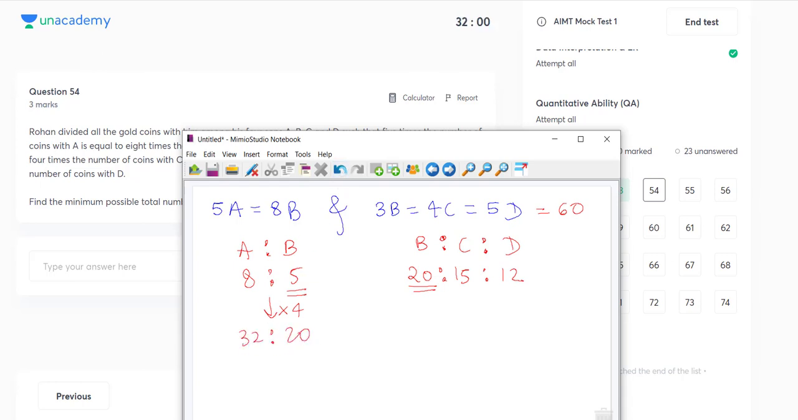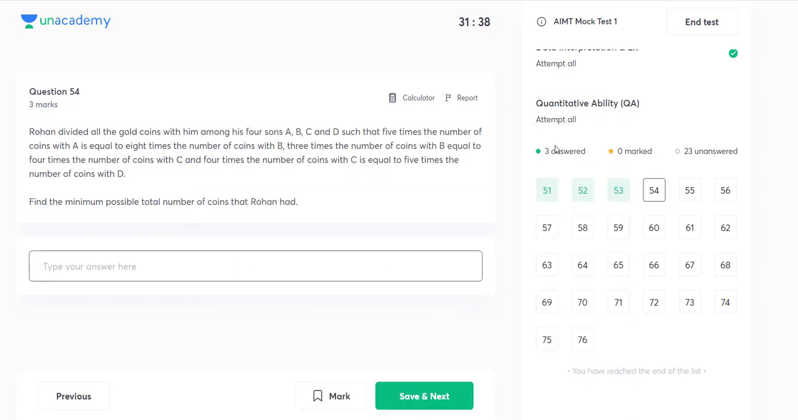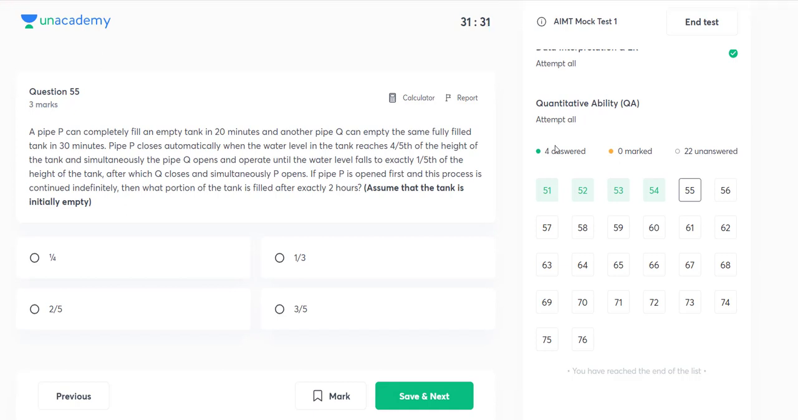So finally the ratio of A, B, C, D is 32 is to 20 is to 15 is to 12. So the minimum number of coins is the addition of these 4 numbers. The addition is 52, and 52 plus 27 is 79. So 79 is the answer. Let's move ahead.